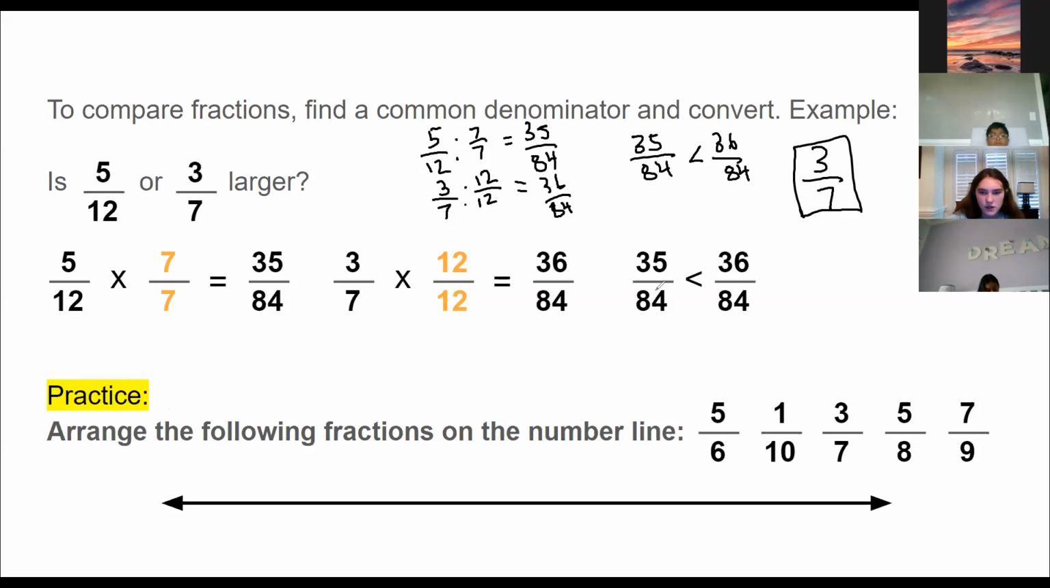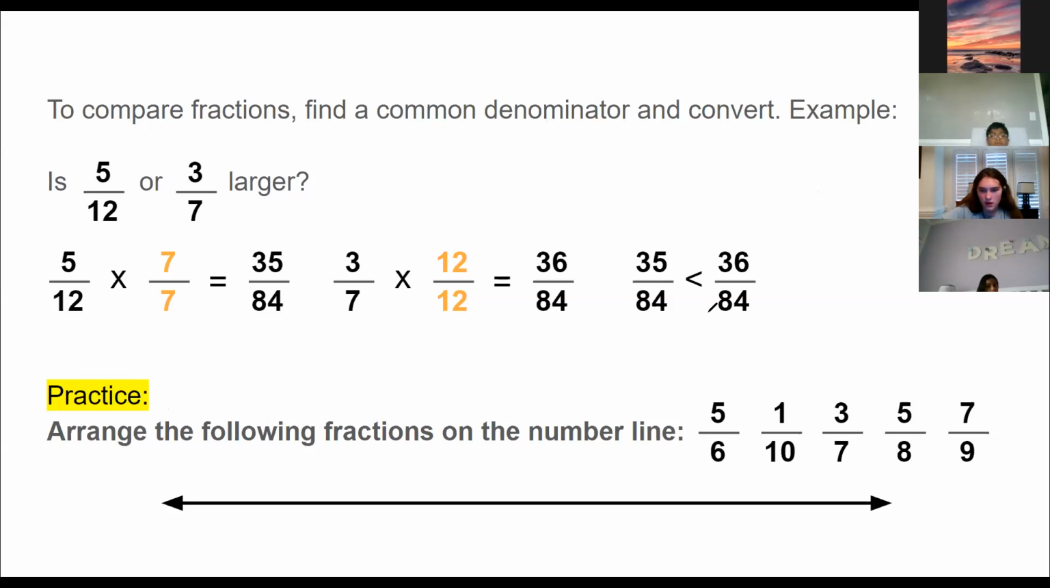Arrange the following fractions on the number line. Okay, so we've got 6, 10, 7, 8, and 9. This may be a bit difficult because while they do all have a common denominator, there's more than one. Do you guys want to try this out first and see what you get, or do you want me to?